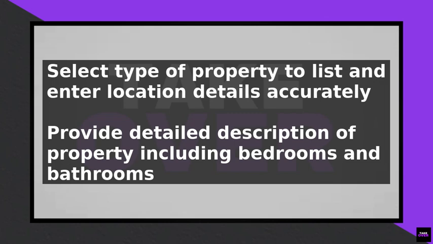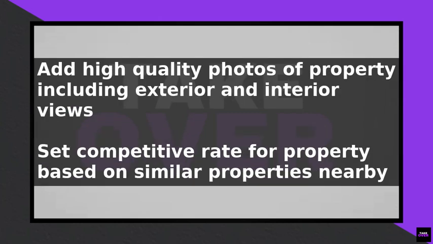Provide a detailed description of your property, including the number of bedrooms and bathrooms, square footage, and any notable features. Add high-quality photos of your property, including the exterior, interior, and any amenities such as a pool or hot tub. Make sure the photos are well lit and show the property in its best condition.